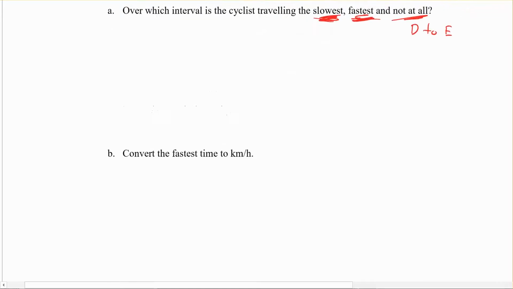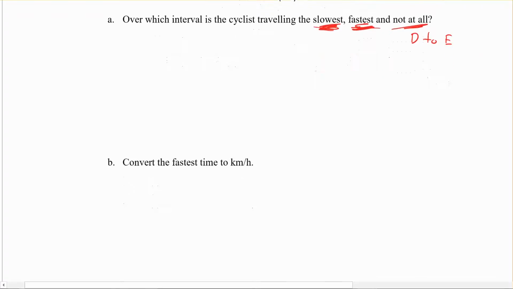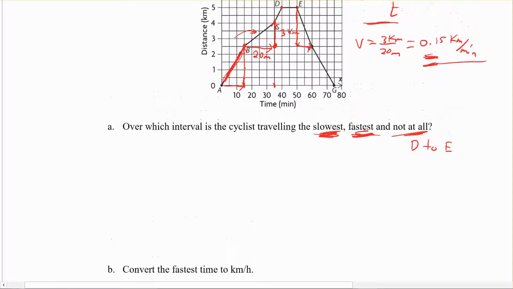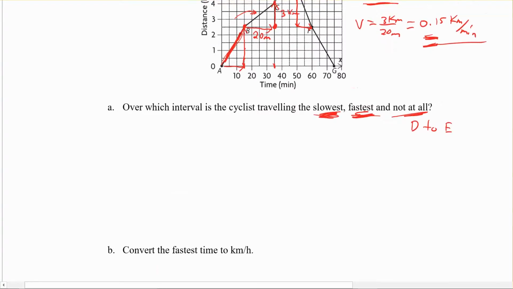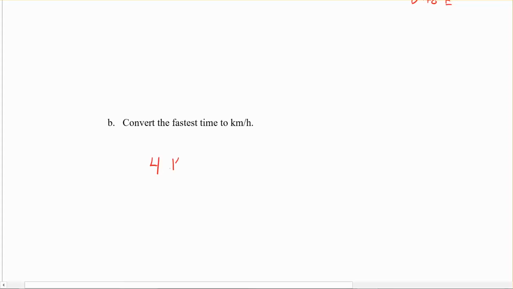Okay, now this one says convert the fastest time to kilometers per hour. I'm not exactly sure what the fastest time was, but I'm just going to give you an example. Let's say that we had a number that was like, I don't know, 4, and our units were in kilometers per minute. We want it to be in kilometers per hour. So, maybe I should write minute, MIN, too. What we have to do is multiply by some factor. I'll give you guys that hint, and I'll let you finish that to change it into kilometers per hour.